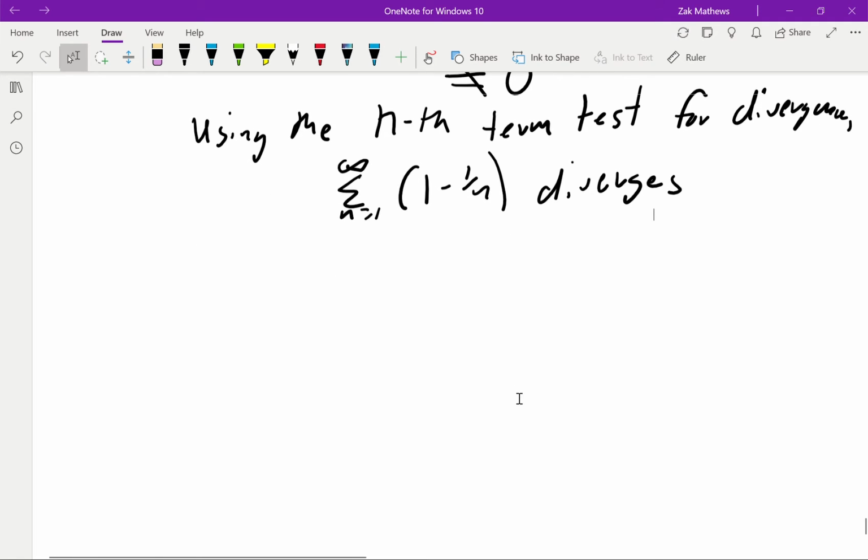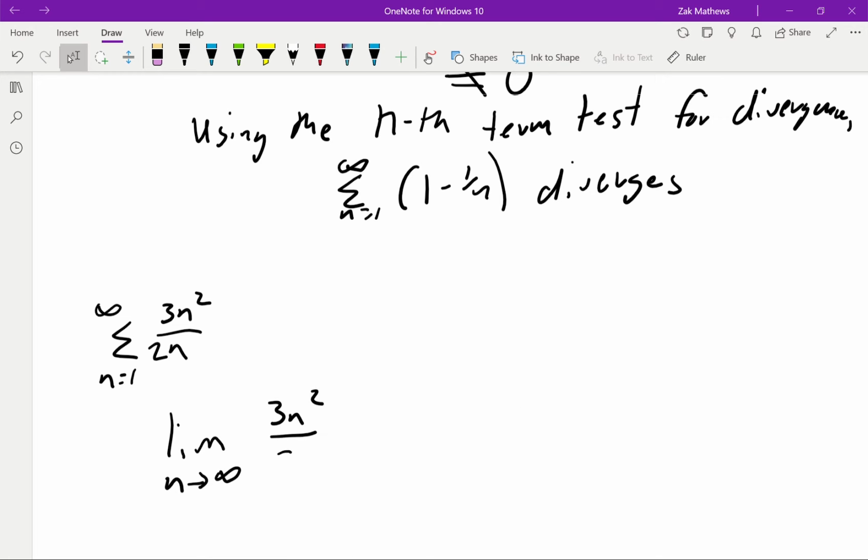Let's take another example. Let's say we have the summation n equals 1 to infinity of 3n squared over 2n. I'm going to consider the limit as n goes to infinity of 3n squared over 2n. Well, we can simplify this if we want to.